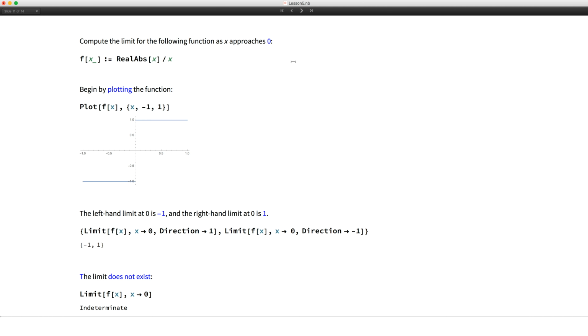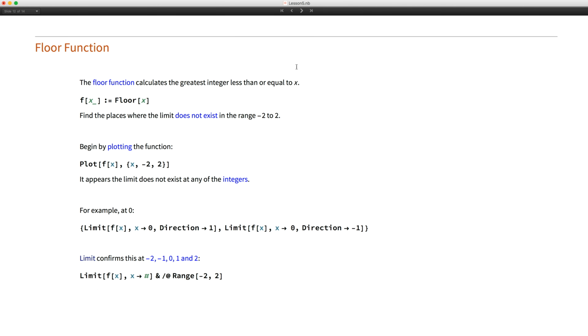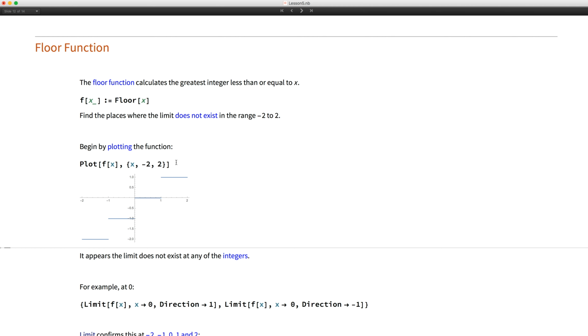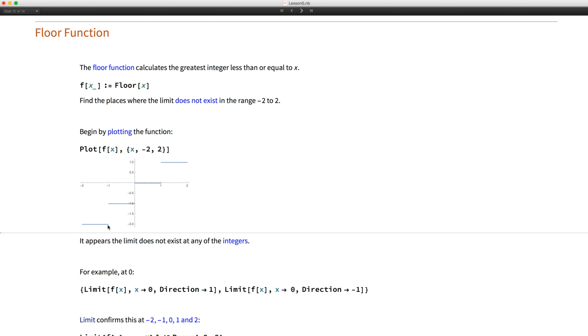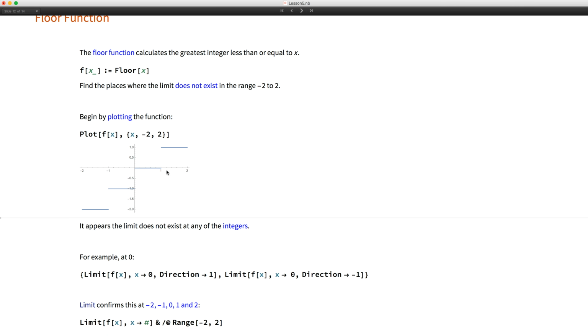But of course, things can get much worse. So here is the so-called floor function. The floor function will calculate the greatest integer less than or equal to x. And the problem is to find where the limit does not exist in the range from -2 to 2. So here's a plot, and it's clear that you have an issue at all the integers. There's a jump at every place.